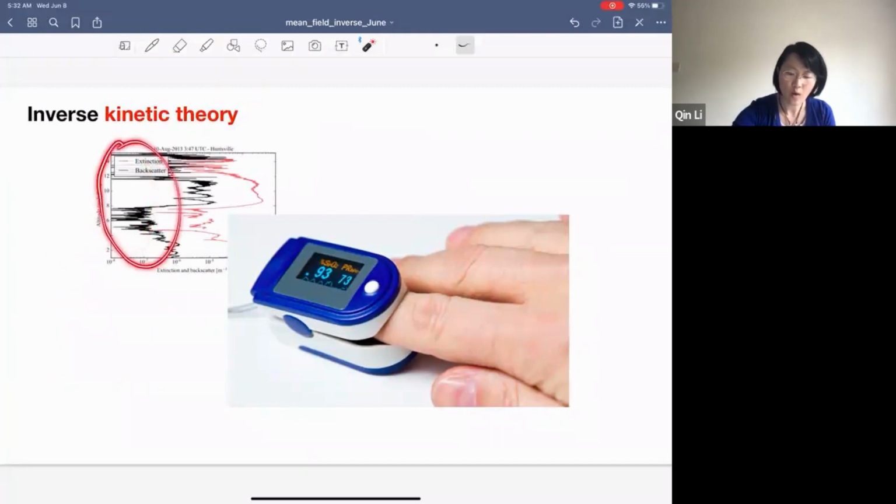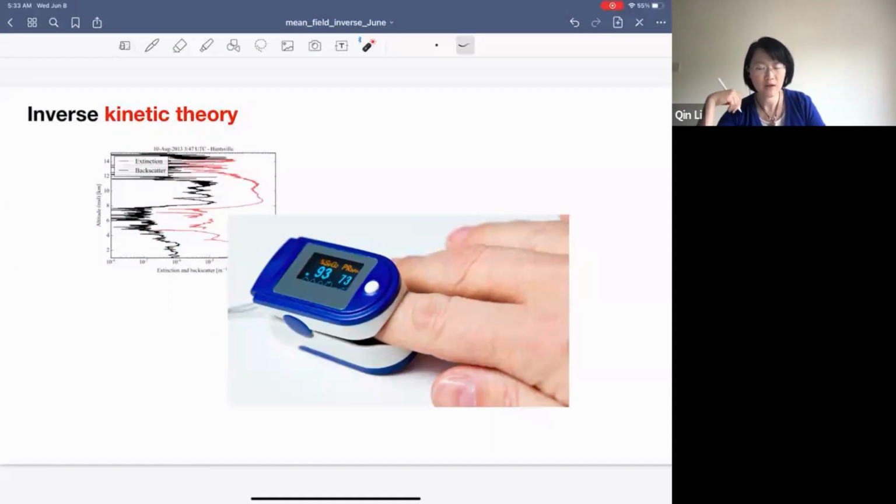So this is one specific inverse radiative transfer. This is a picture you probably have seen, especially at the beginning of COVID. People are worried about the oxygen level in your body, so some people buy this equipment at home. You put this thing on your finger, and it can detect the oxygen level in your body.